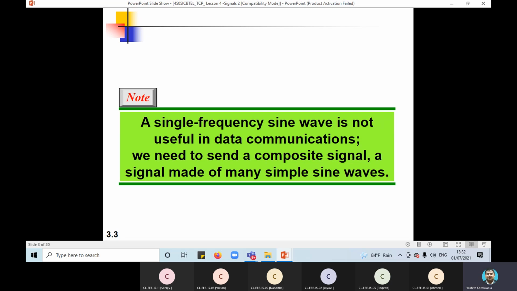Just a single frequency sine wave is not enough to fulfill that requirement, but a composite signal which is made of several simple sine waves can be used for data communication. That is the understanding that you need to take from these two statements. Okay, so a composite signal or complex signal is a combination of many simple sine waves, right? That is the understanding you need to take out from this slide.